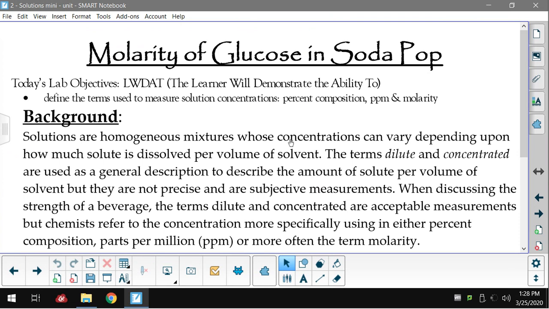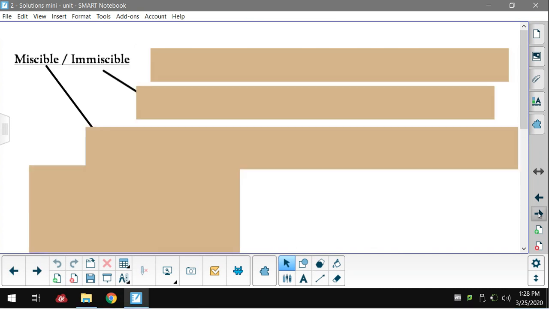So we would be doing a molarity of glucose in soda pop lab. If you missed this and have a scale at home, a kitchen scale, you can do this. I will put this on the website, but it's basically figuring out how much glucose there is in a sample of soda. So we can talk about that later.